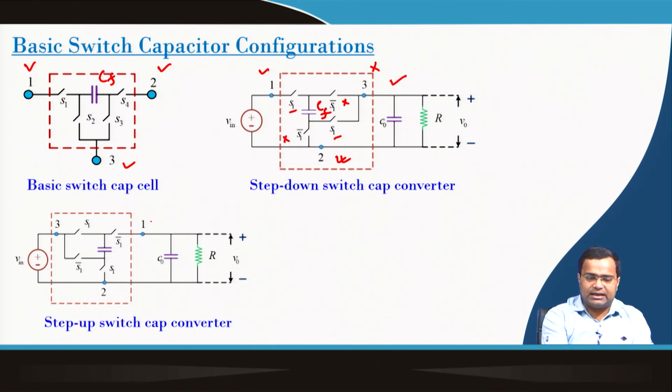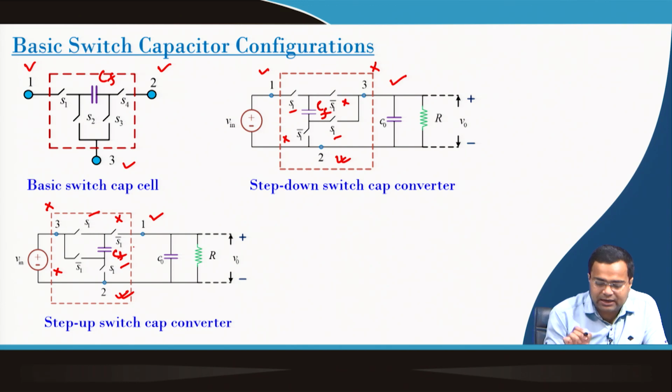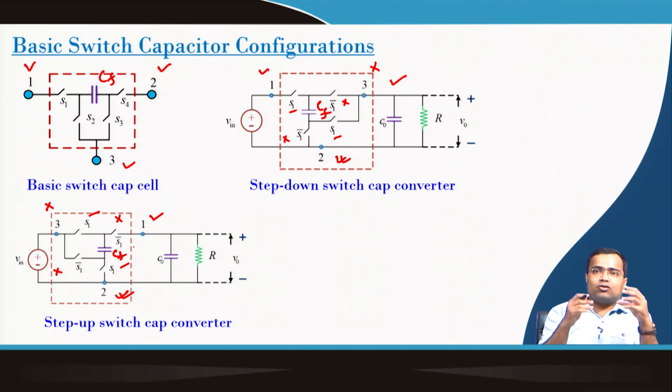In the other case, if you say step up, we rotate this cell in such a way that we change the interconnection: terminal 1 is here, terminal 3 is here and terminal 2 is here, and we set S1 and S1 bar here. That means, when the switch S1 is on, the flying capacitor is connected across the input voltage.